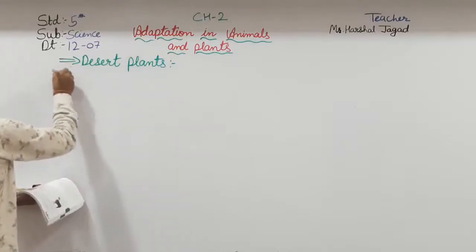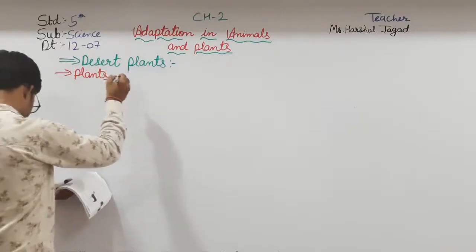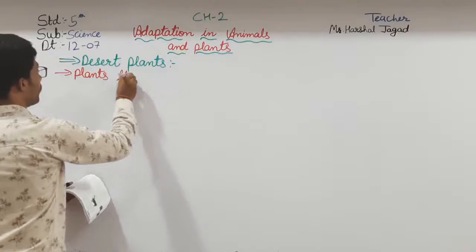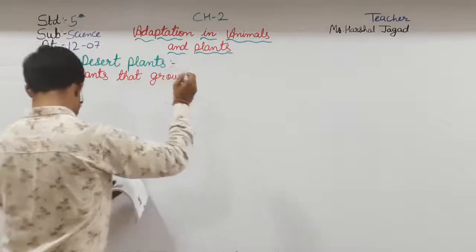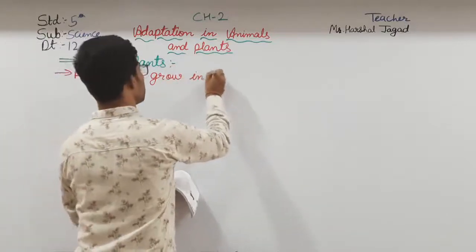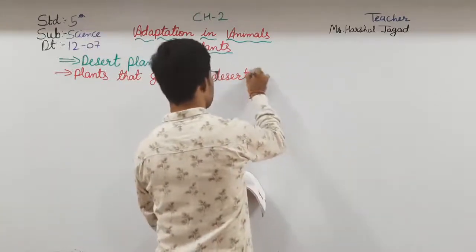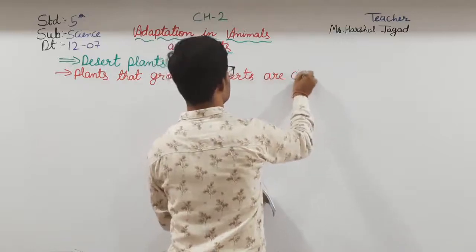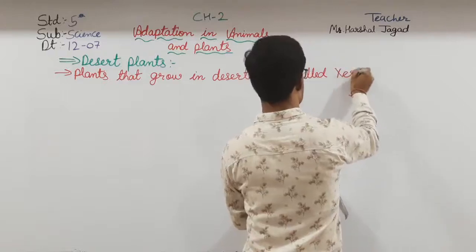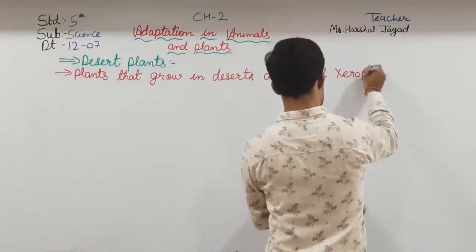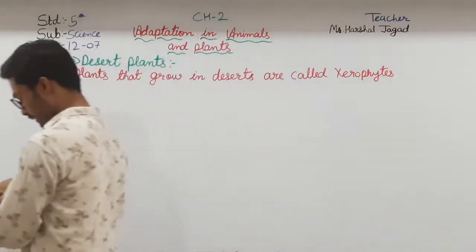Plants that grow in desert are called xerophytes. Okay, they are called xerophytes.